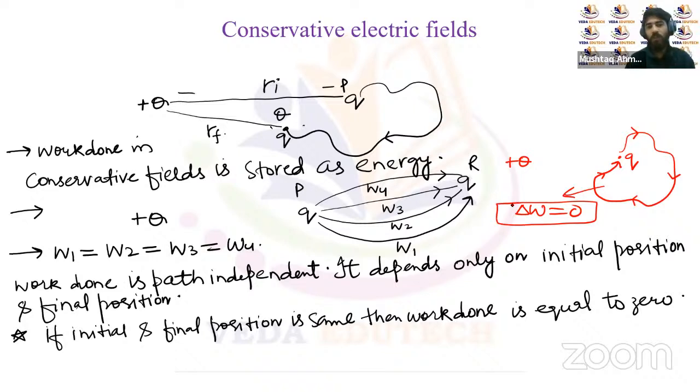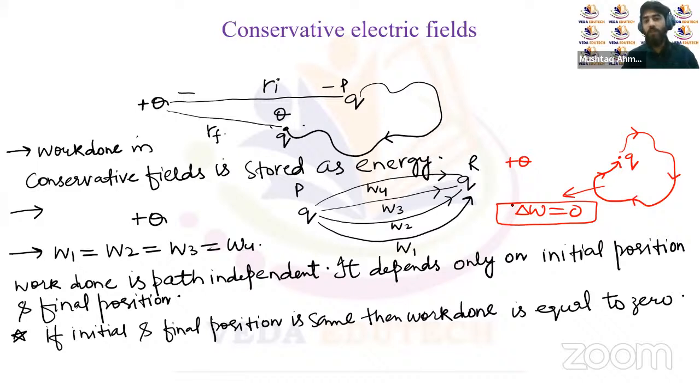And one more point is the work done in conservative fields, if it is non-zero, it's stored as the potential energy of the system, right? And work done is independent of the path followed by the charge from one position to another position. For two different paths, if the initial and final positions are the same, then the work done has to be the same, right? So all these fields we call conservative fields. And similarly, the electrostatic field is one of the conservative fields.